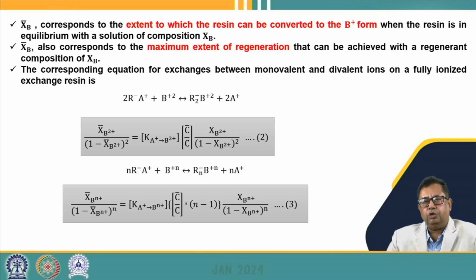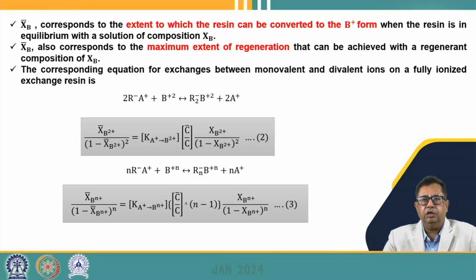So suppose when we are talking of the regeneration process, it is possible that all the sites may not be replaced by the ions of interest that we want to replace. So this x bar b, the fraction of B, will give you the amount of regeneration that can happen when we are putting a regenerant having a composition of B plus ions. This will also tell you the maximum extent, or the maximum percentage, of the regeneration that can take place.